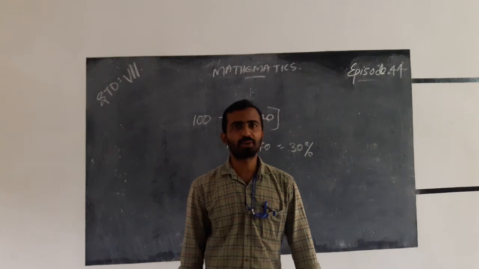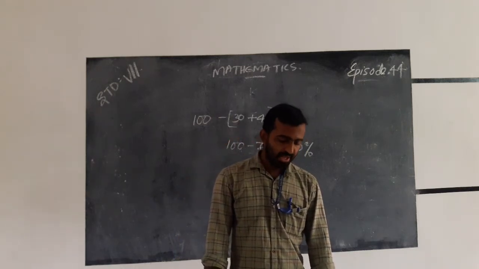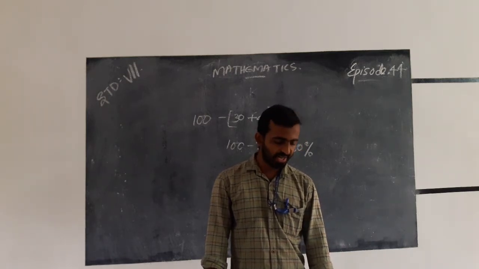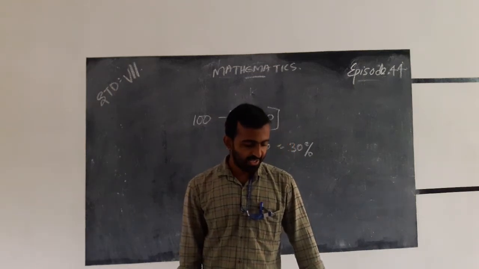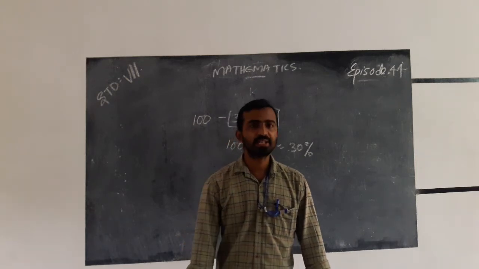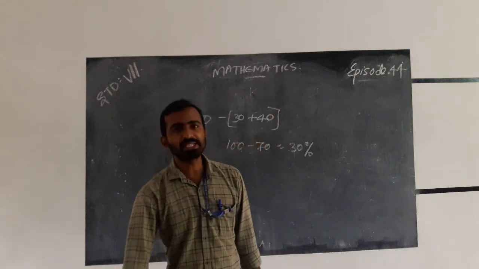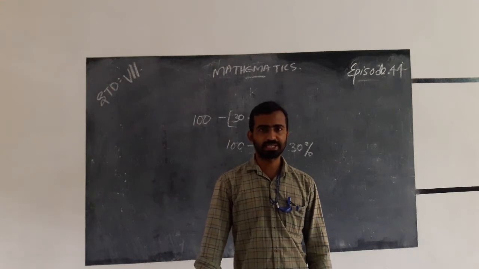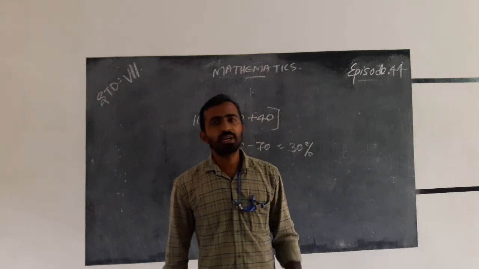One more time I am repeating the question. Meeta saves 4,000 rupees from her salary. If this is 10% of her salary, what is her salary? That is, we want to find the salary. Meeta says 4,000 rupees, and that means 4,000 is the total of 10%.